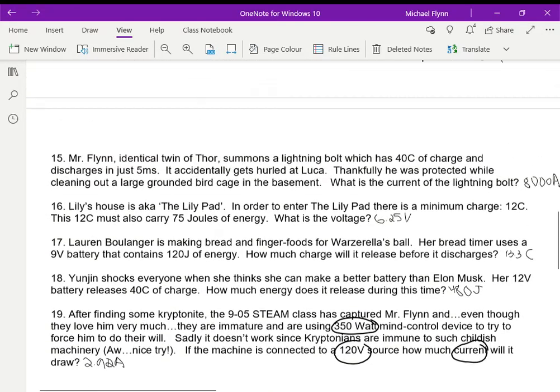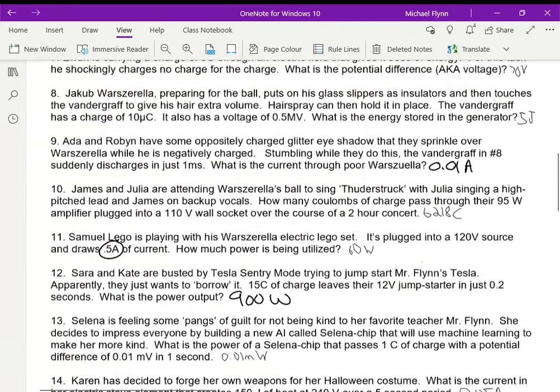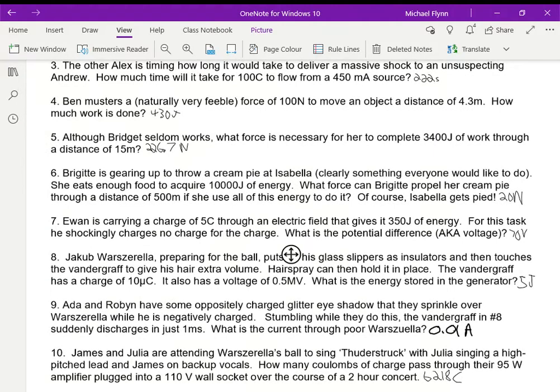What you should do is try one of these questions. Let's say, for example, you try to do number 7 on your own, with the worksheet. 5 coulombs of charge, 350 joules of energy. What is the potential difference? Well, voltage is energy divided by charge. So 350 divided by 5 is 70 volts. But use your formula sheet and go through some of these questions.